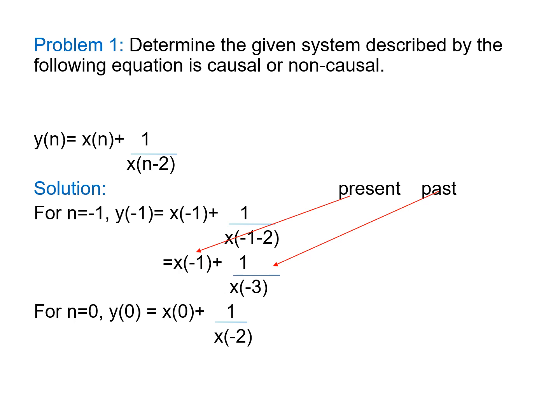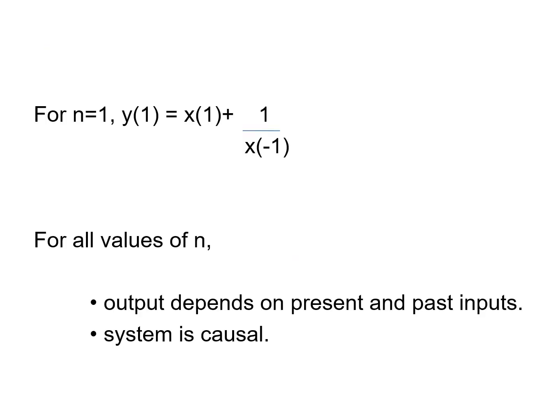If we look at y of minus 1, then it is equal to x of minus 1 plus 1 by x of minus 3. In this equation, y of minus 1 is present output here, x of minus 1 is present input and x of minus 3 is past input. So our system depends on present and past input. Similarly in other cases, if n is equal to 0 and n is equal to 1, the output depends on present and past input. So the given system is causal.